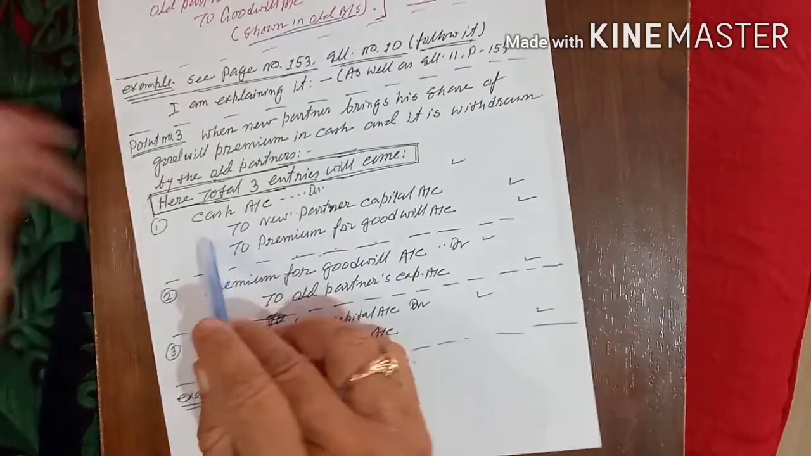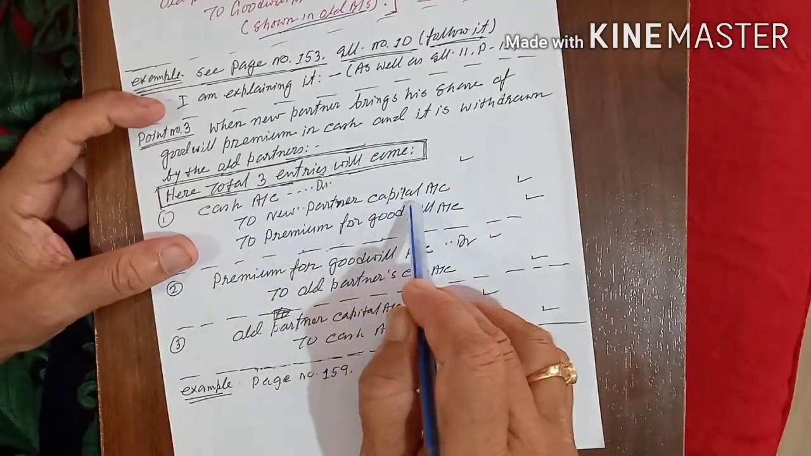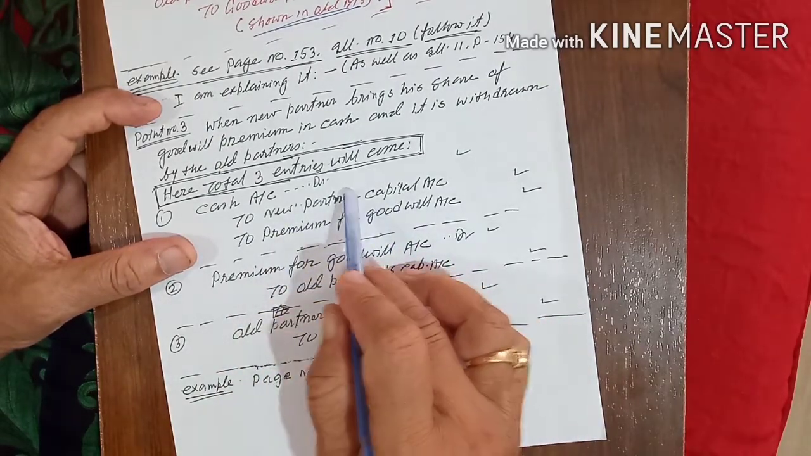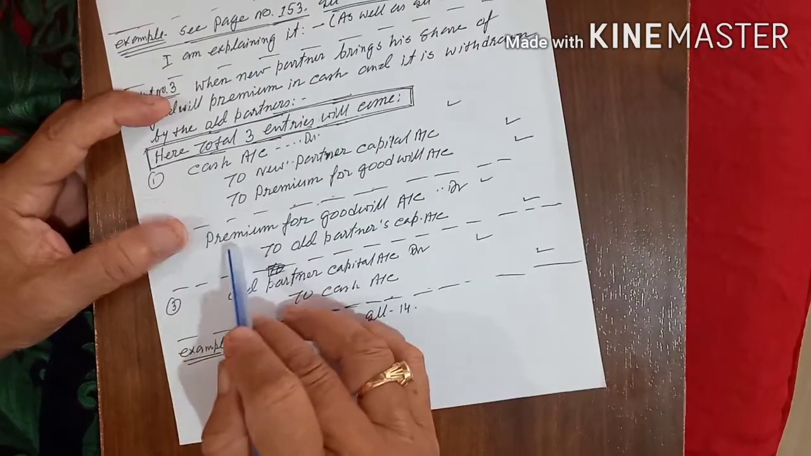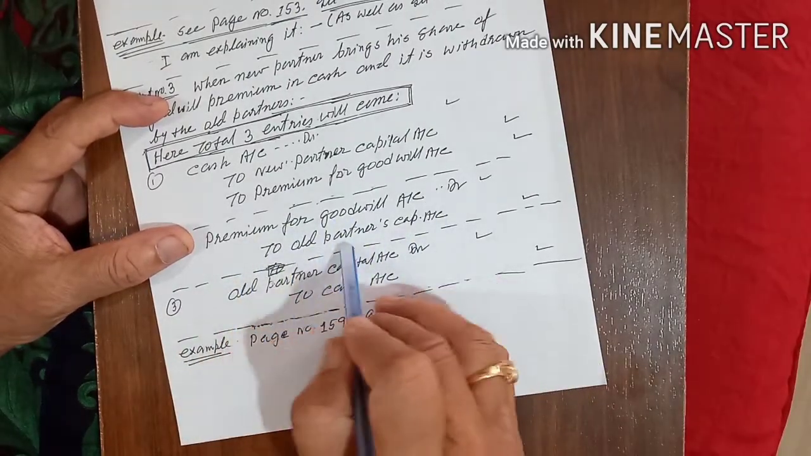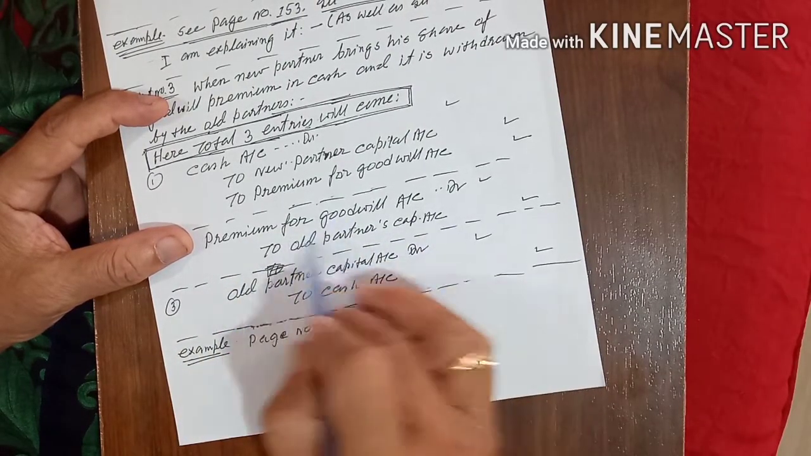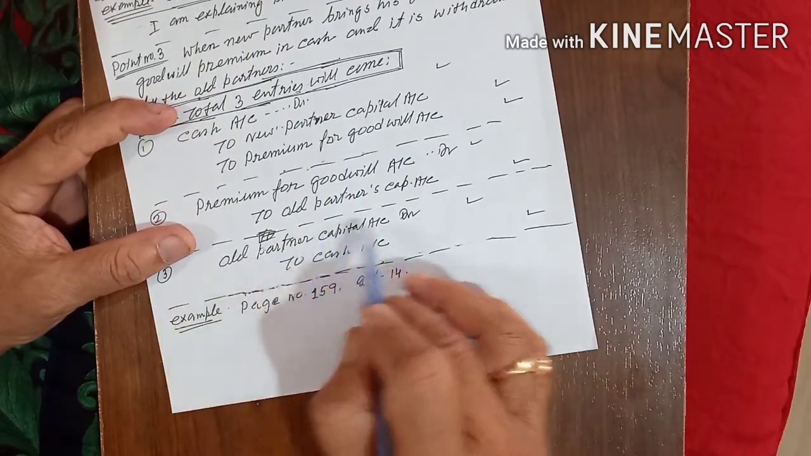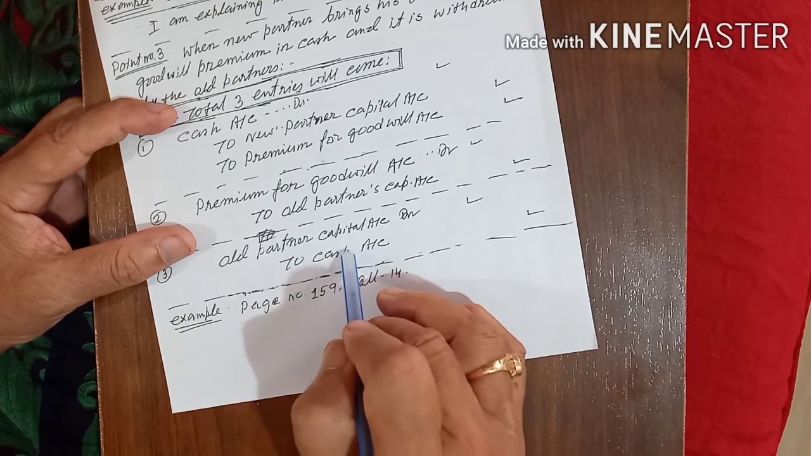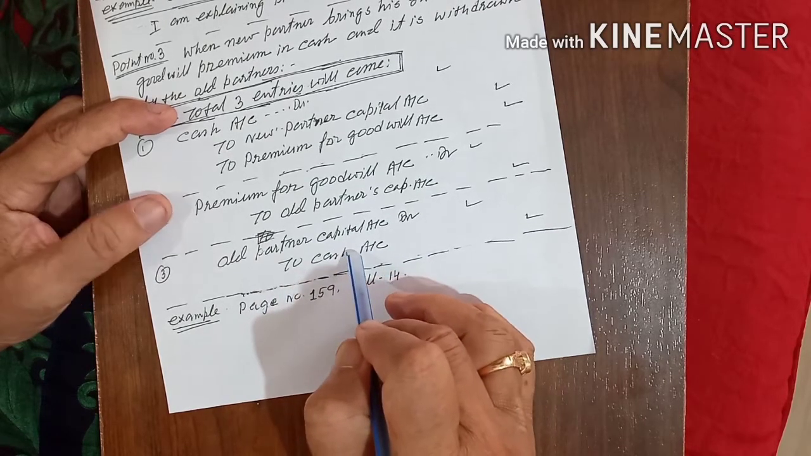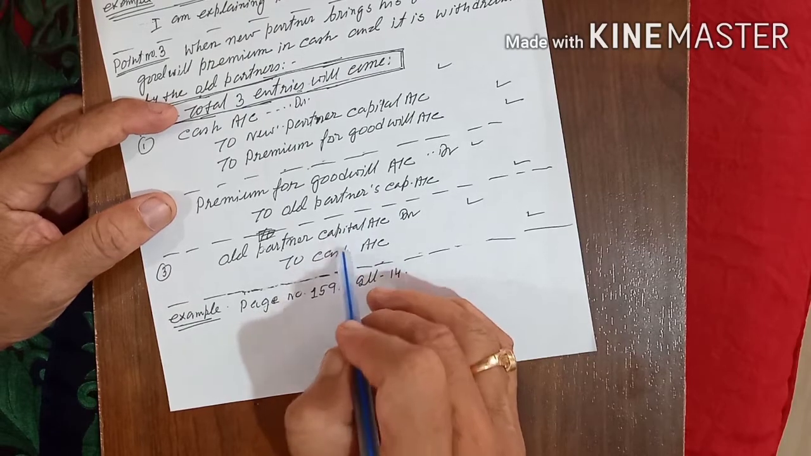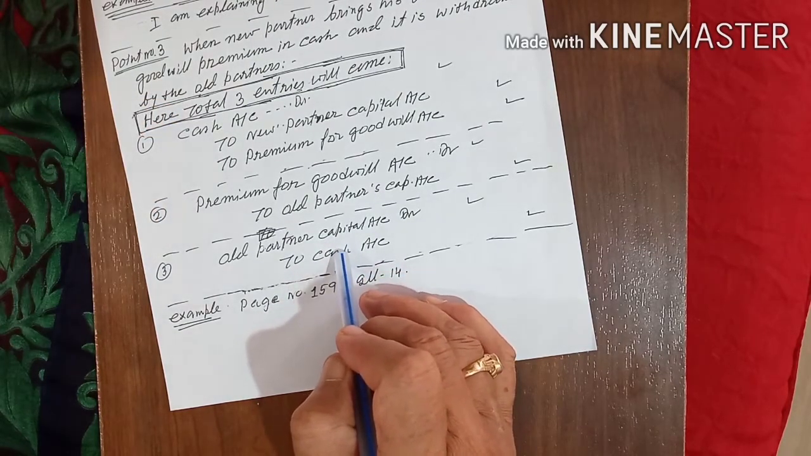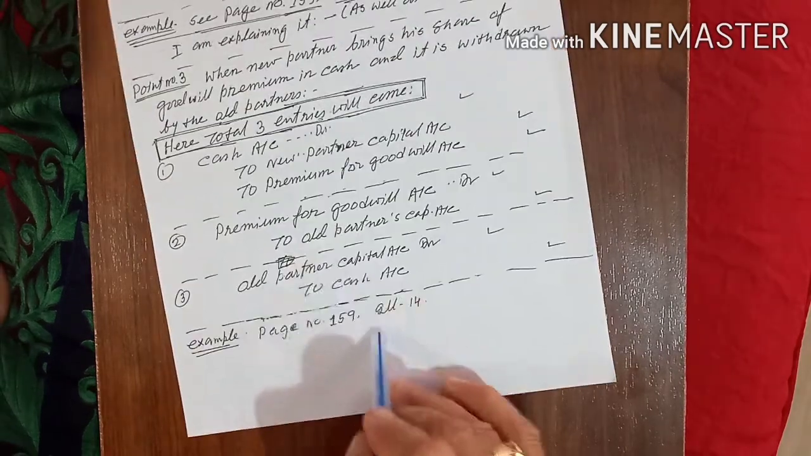First, cash account debit to new partner's capital account, to premium for goodwill. That is common from the previous. Second, premium for goodwill account debit to old partner's capital account. That is also common from the previous. And this is the new one: old partner's capital account debit to cash. This is the amount for withdrawing. So one extra entry will come, for how much the old partner is taking, either fully or partly.